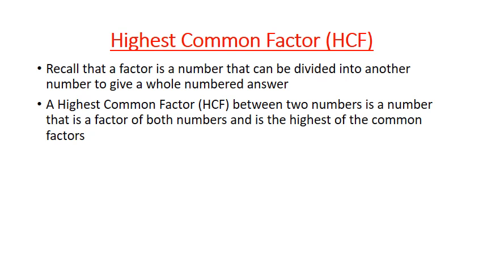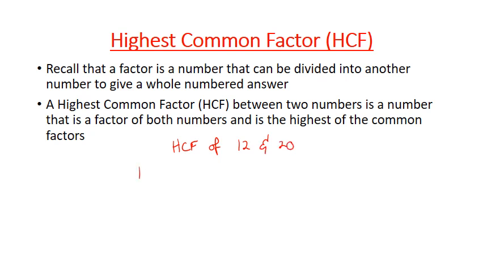But what about when we're trying to determine highest common factor? Alright, so basically remember that we just said a factor is a number that can be divided into another number that gives you a whole numbered answer, so you don't get a decimal answer when you do that. But the highest common factor between two numbers is a common factor of both, okay, but it's the highest value. As an example, let's go what is the highest common factor of 12 and 20?